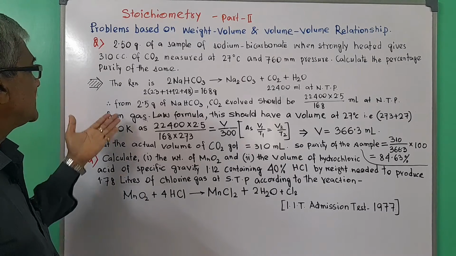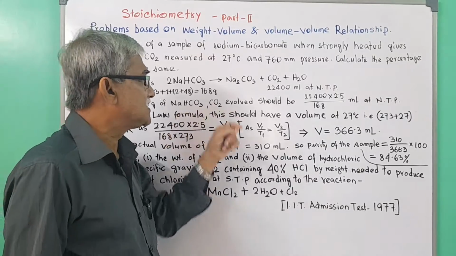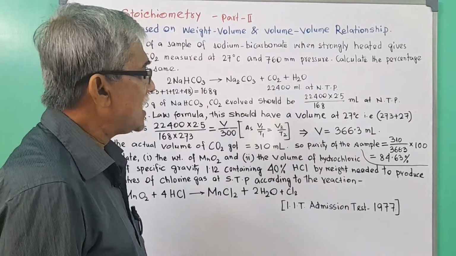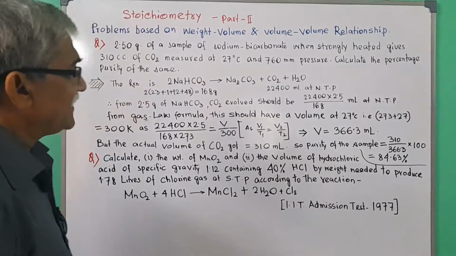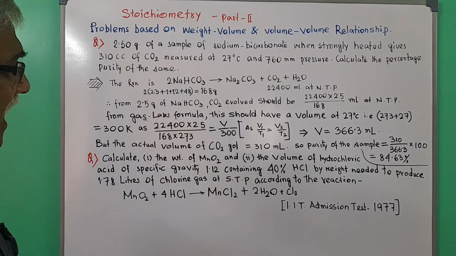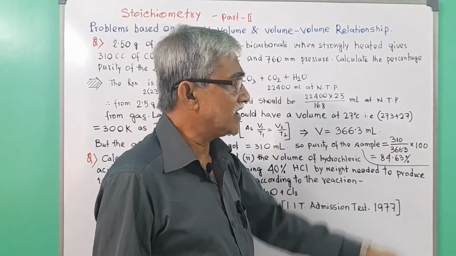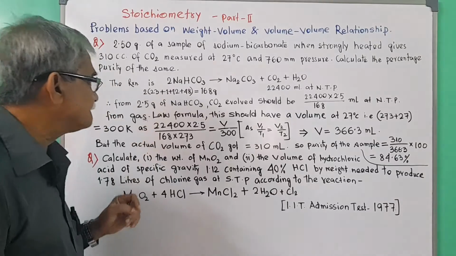So naturally, by the unitary method, from 2.5 grams of sodium bicarbonate, the carbon dioxide that will be evolved should be 22,400 into 2.5 upon 168 ml at NTP. Therefore, from the gas law formula, this should have a volume at 27 degrees Celsius, that is 273 plus 27, that equals 300 Kelvin.